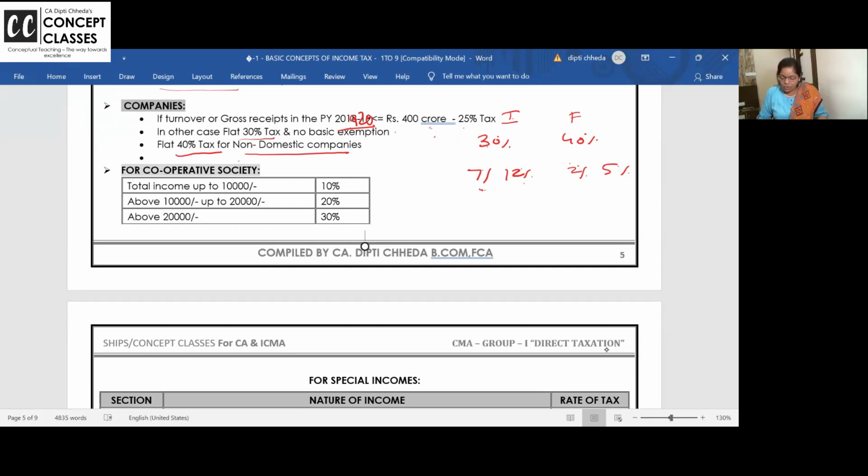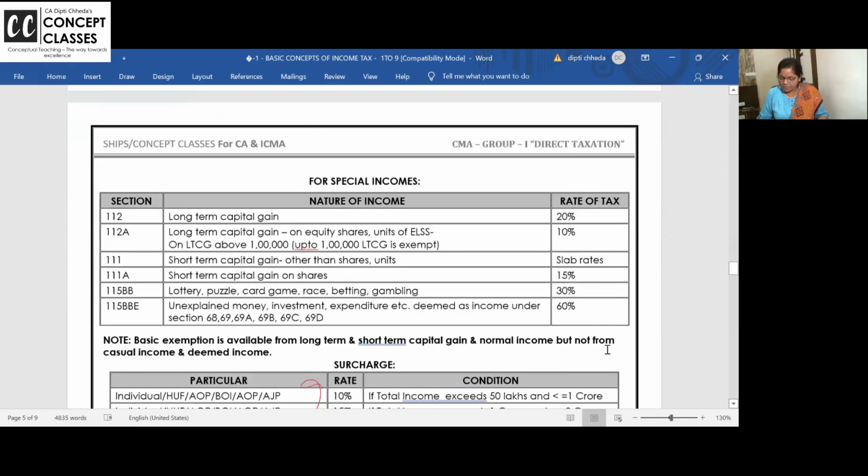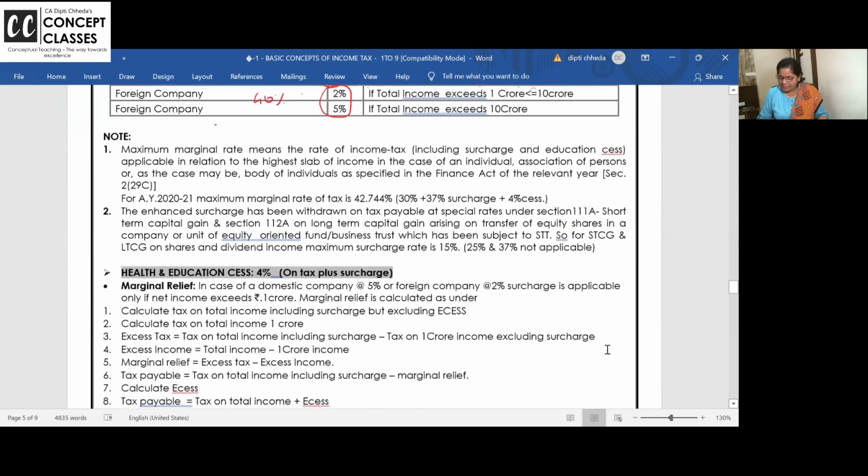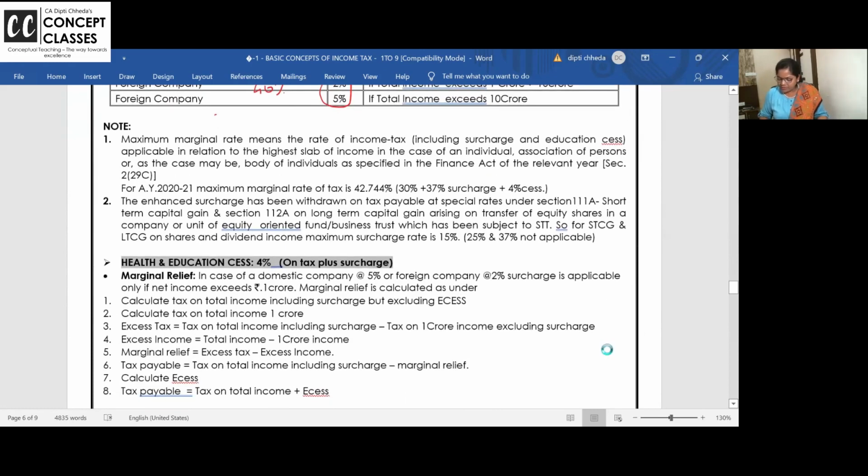Now, total income up to 10,000, 10%. 10,000 to 20,000, 20%. 20,000 and above, it is 30%. Okay? Right. Special income slab rates, all we have done.